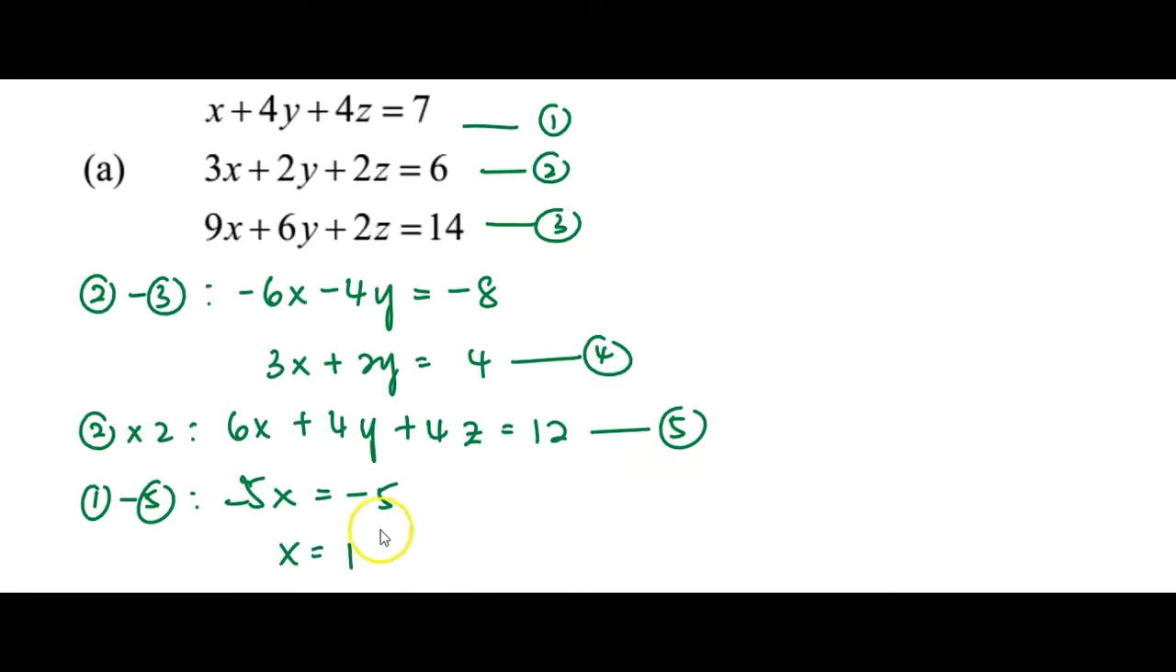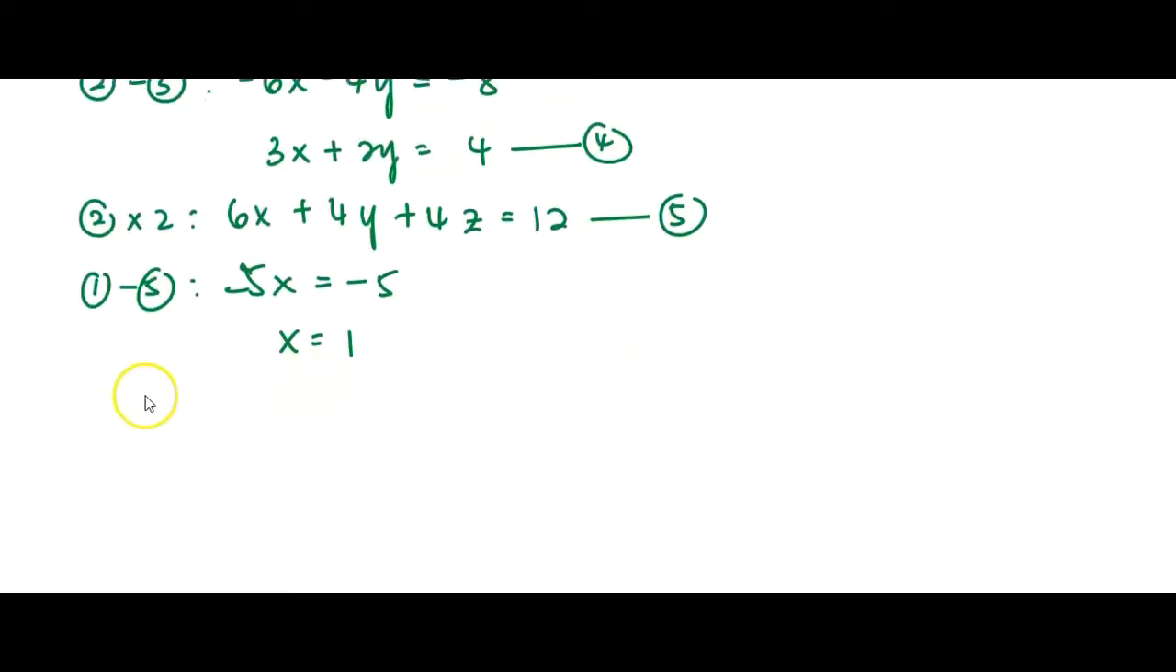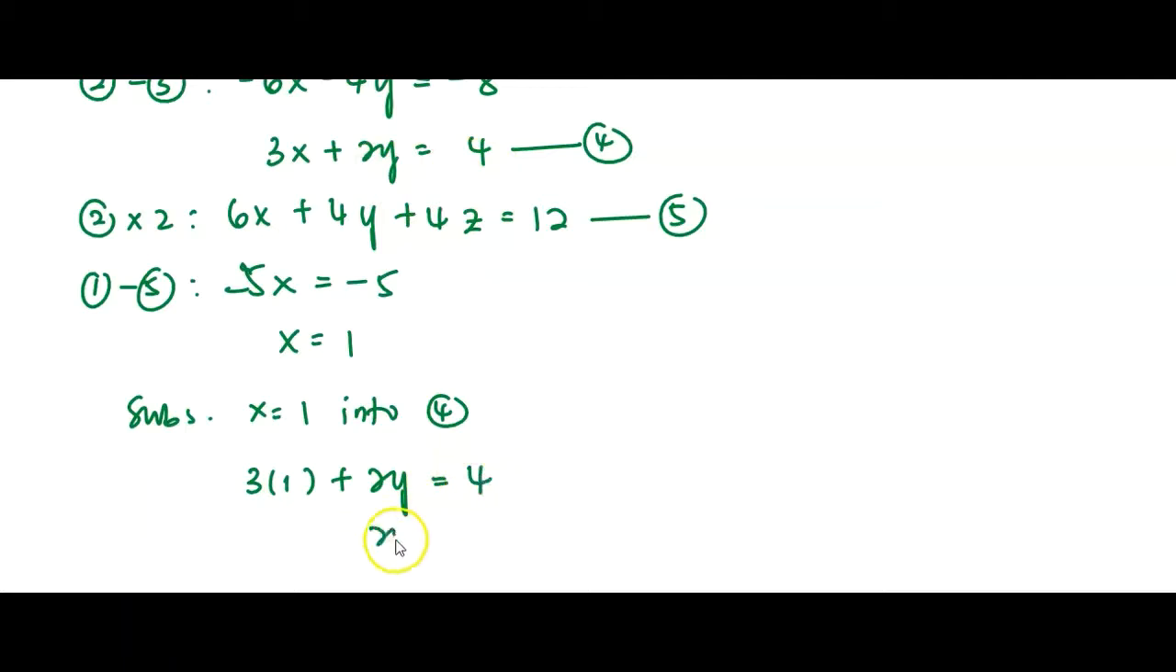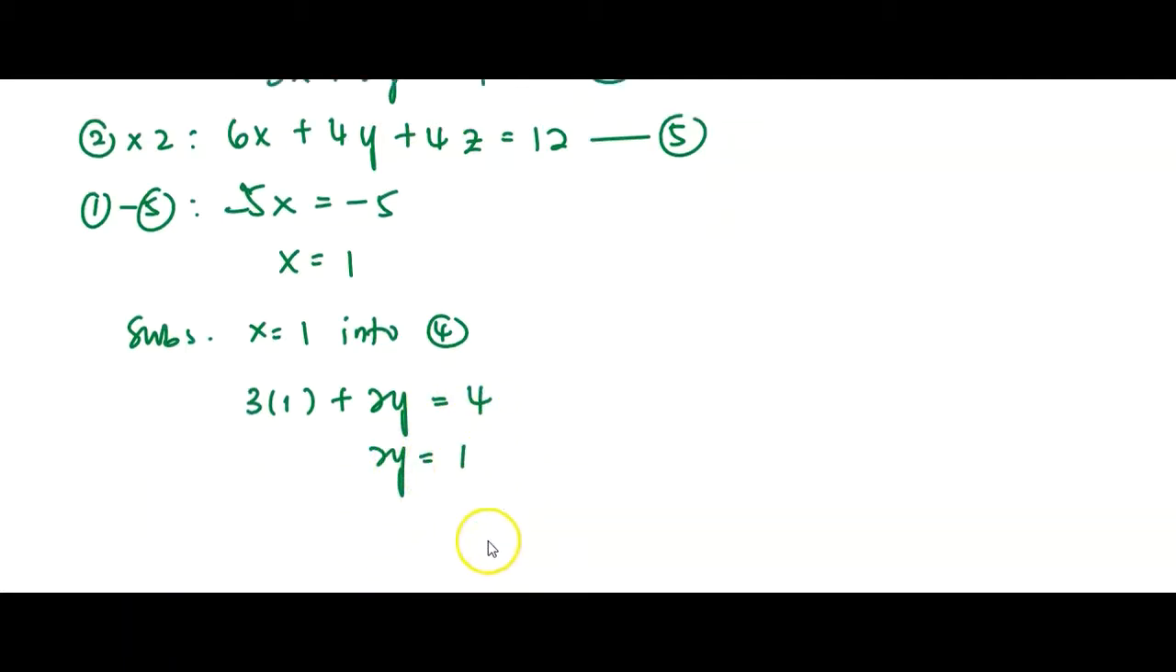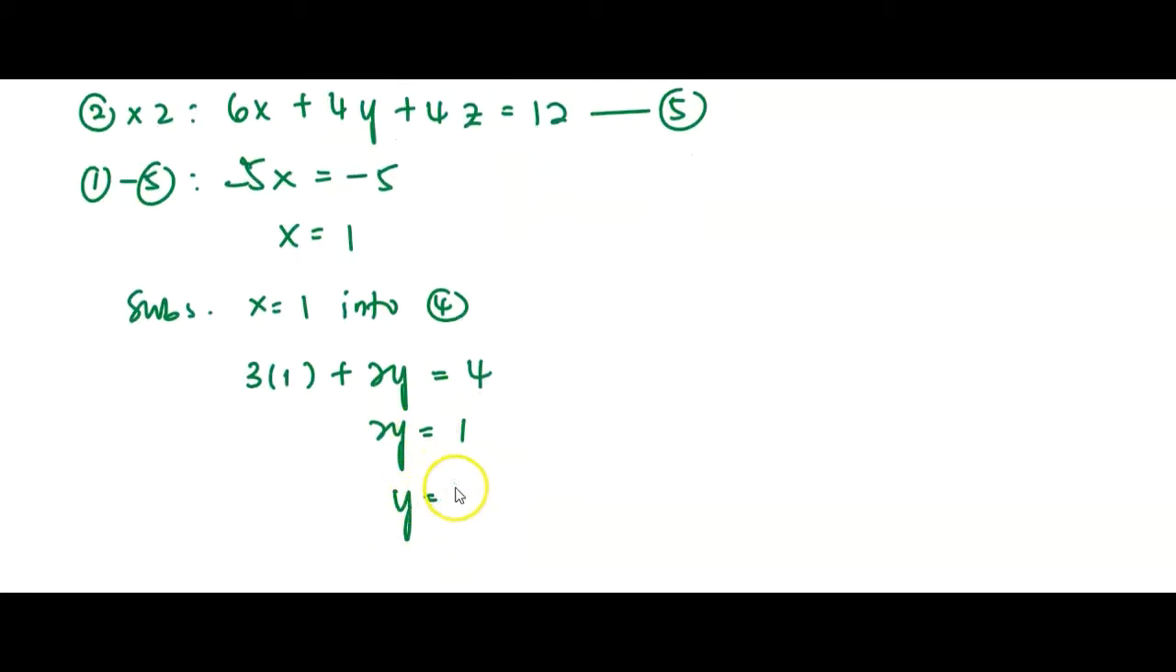Okay, so now to get the value of y, you can substitute x equals 1 into equation 4. Put the 1 inside. You have 3 multiplied by 1 plus 2y equals 4. So here you have 4 minus 3, that is 1. y will be equal to 1 over 2.